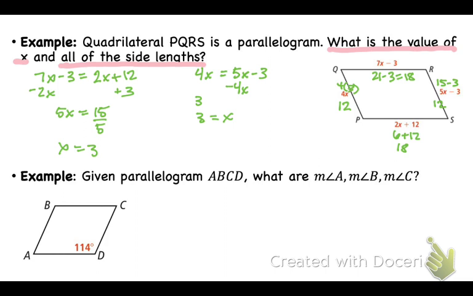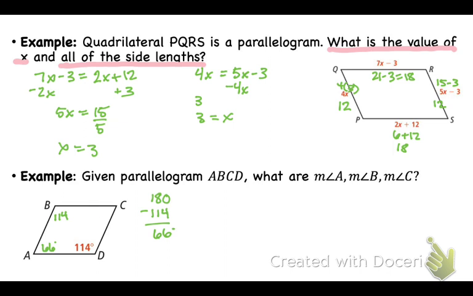180. So if I take 180 minus 114, it's 66. So 66 is A. What's B? 114. Because they're congruent. Because A and D are congruent, right? C is 66.